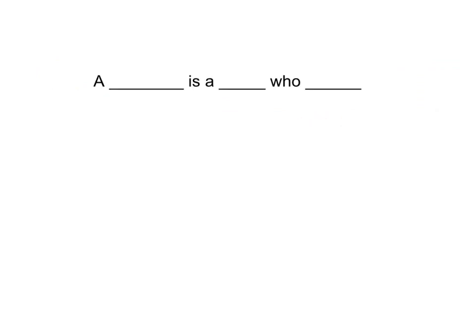So this is the typical format or structure pattern that we would use when defining or describing a person. So for example, a blank is a blank who blank. So what would we need here? Some sort of a noun. And then again, is a some sort of a noun, and then finally who, verb. But if it's third person, don't forget your S.